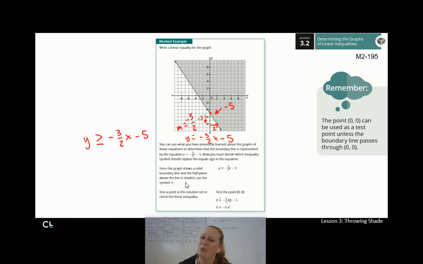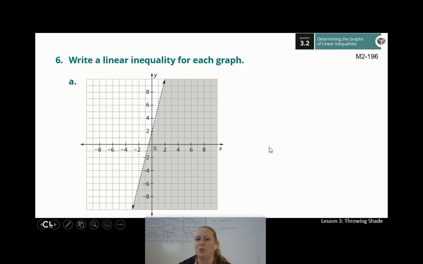So I have a few more of these on the next couple pages here. Starting at page M2-196, we got a couple of these. I would like you to write a linear inequality for each one of these graphs. There's several of them here. Again, I can only fit one at a time on my slide. So go ahead, write a linear inequality for each graph, hit pause, work these out, and hit play when you're ready to check your work.